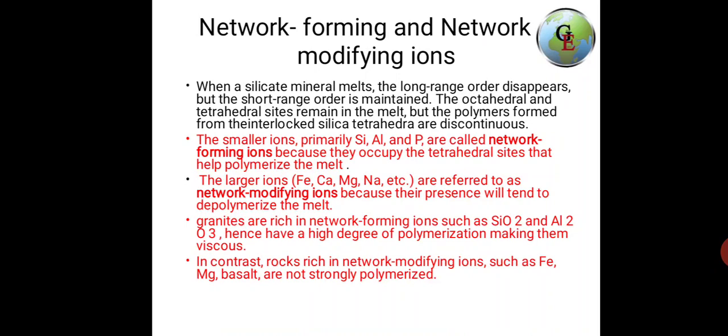For example, granites are rich in network forming ions like silicon and aluminum, hence have a high degree of polymerization, which makes granitic melts more viscous. Whereas basaltic melt consists of more network modifying ions like iron and magnesium, which makes it more fluid.